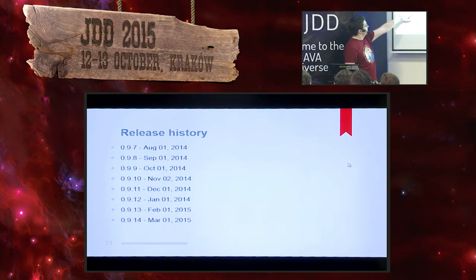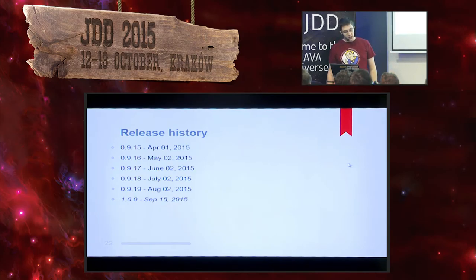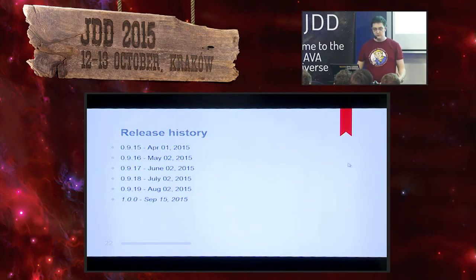In March 2015, it was version 0.9.14. And finally, on the 15th of September, they actually reached version 1.0, which means that all the APIs exposed to the framework users are stable and not going to change. So it's actually ready to be used in production and real systems.